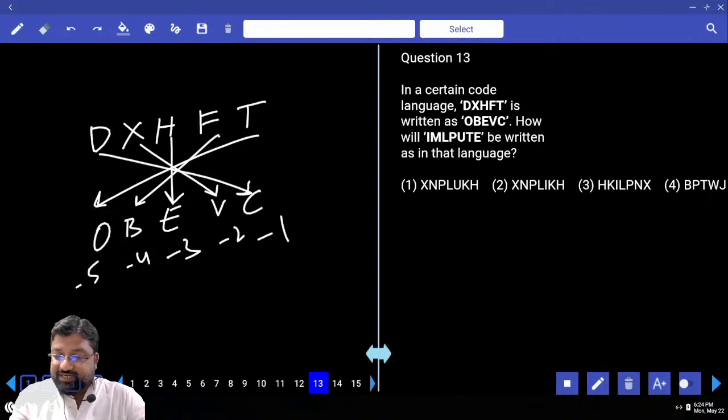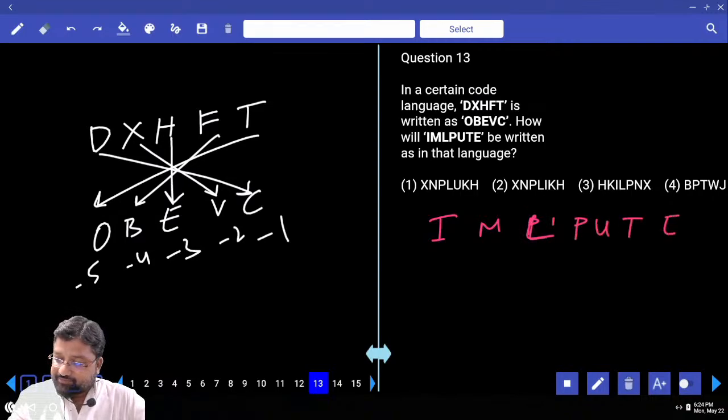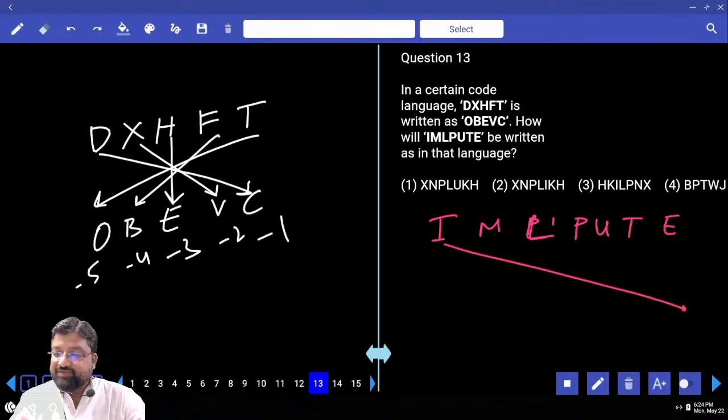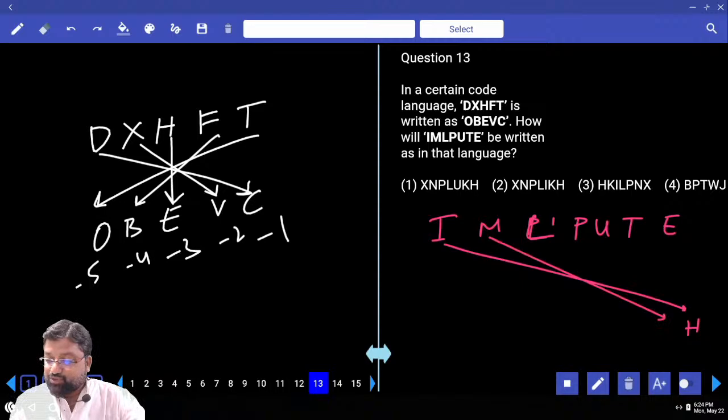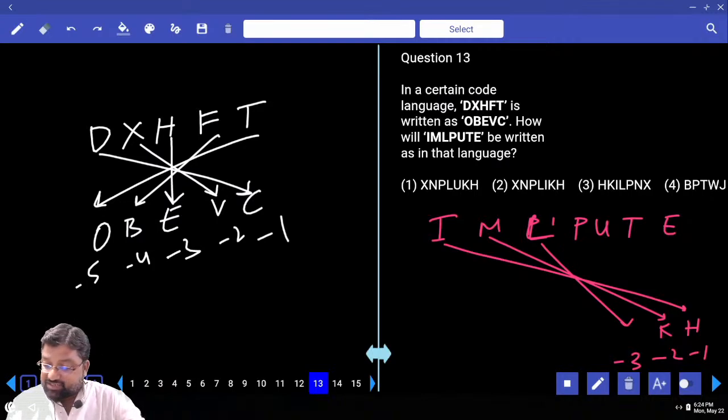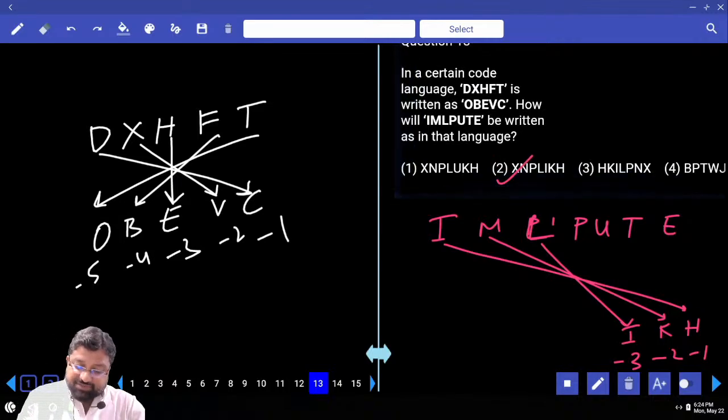The question is LPUT, minus 1. Next, 13 minus 2, 11. 11 minus 3, minus 1, minus 2, minus 3. 11 minus 3 is how much? 12 minus 3, 9. 9 is what? I. Your answer should end with IKH. How many options? Only one option. Which option? Second option.